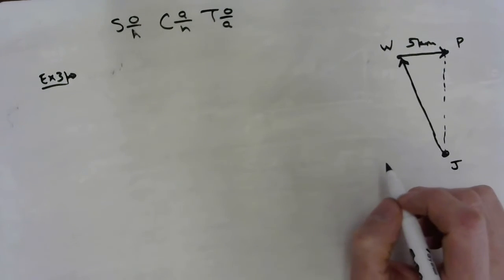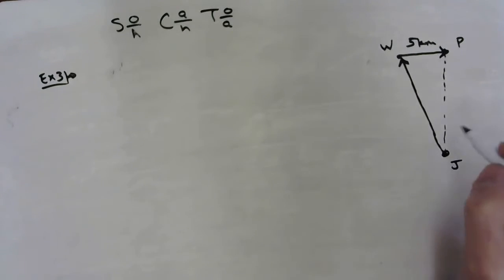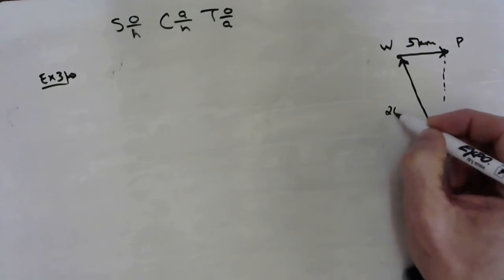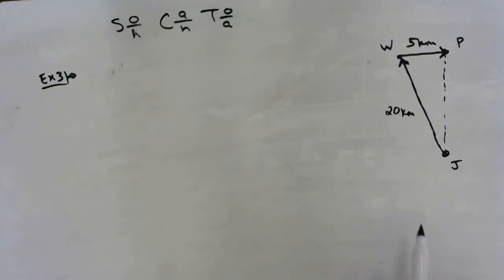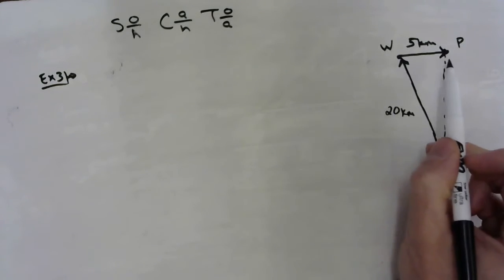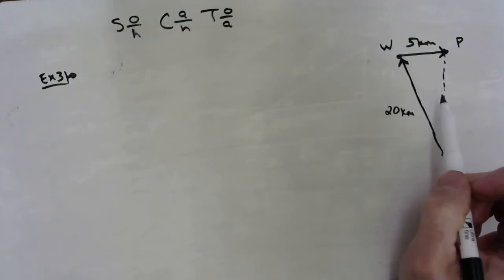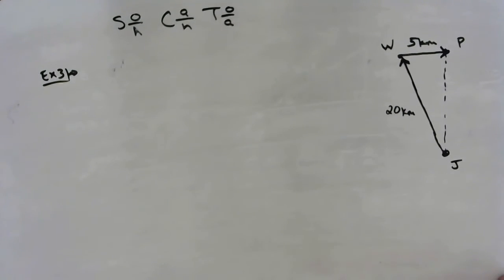We know that the place that he's heading is 20 kilometers away. And we know that it's 5 kilometers away from port. So I think what we're trying to find out is what bearing he needs to head his ship on. Oh boy, Mr. B, what is a bearing? That doesn't make any sense to me whatsoever.